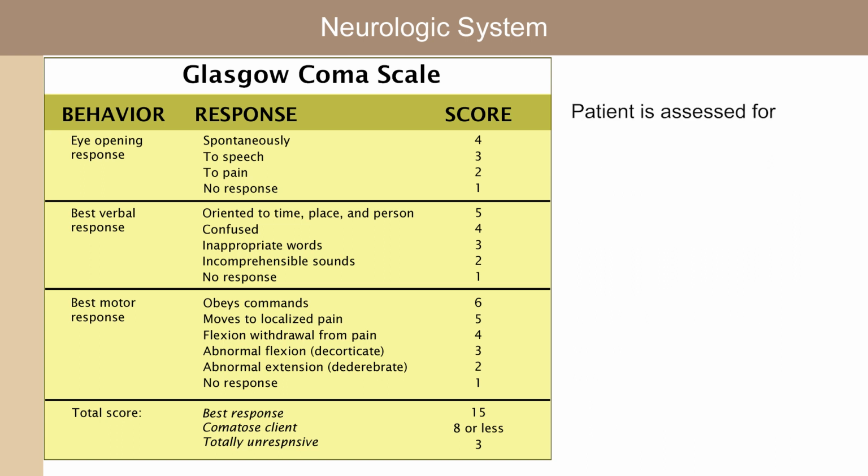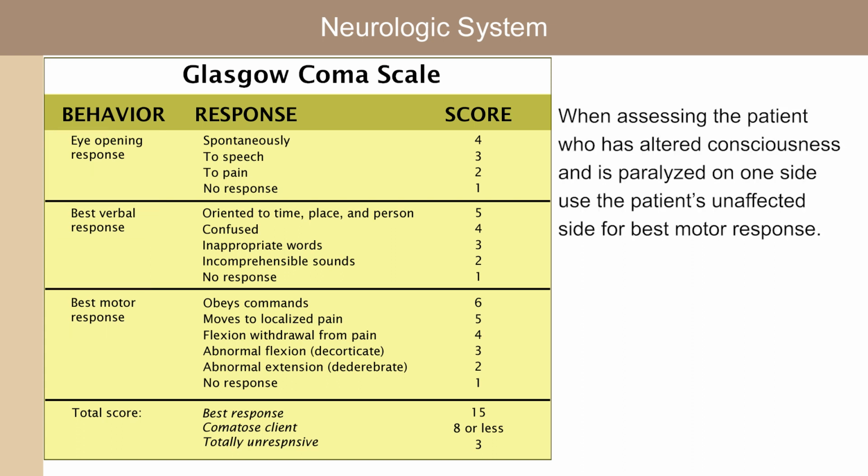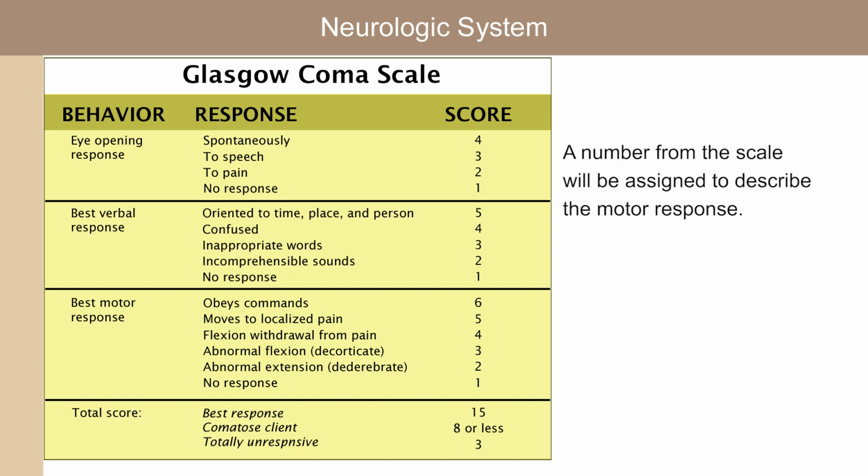So in Glasgow Coma Scale or GCS, the patient is assessed for the best response to eye-opening response, motor response, and verbal response. For example, when assessing the patient who has altered consciousness and is paralyzed on one side, you will use the patient's unaffected side for best motor response. A number per the scale will be assigned to describe the motor response.